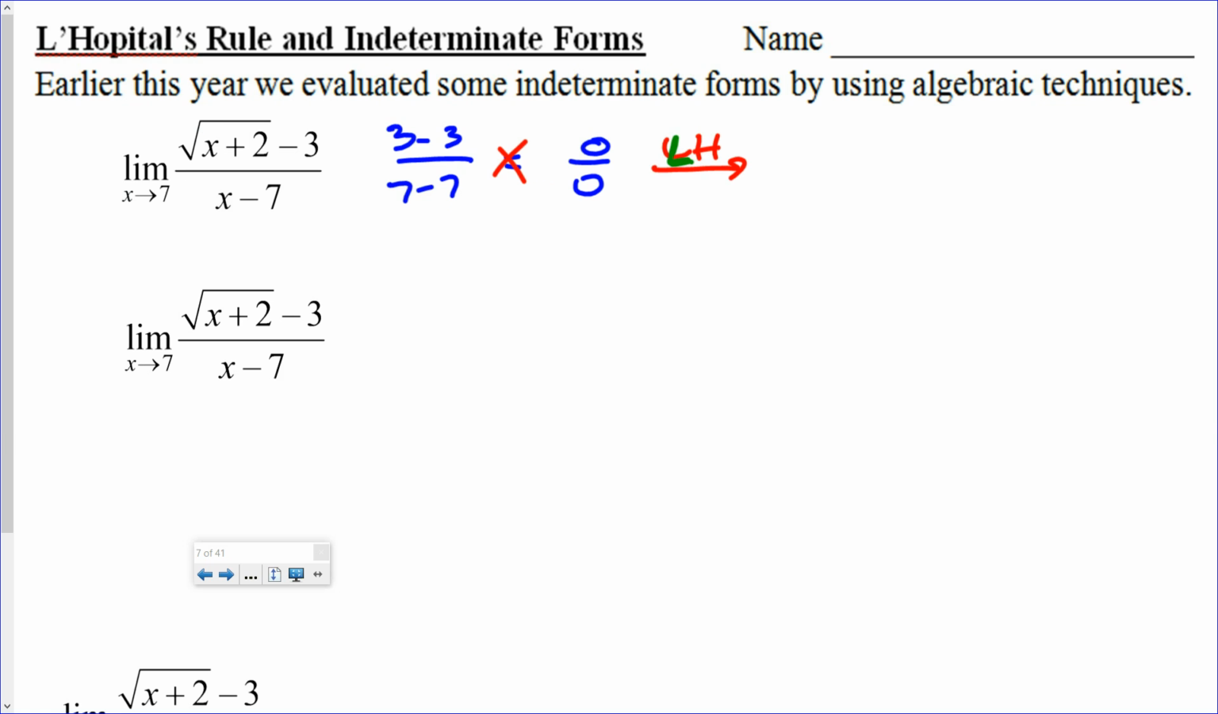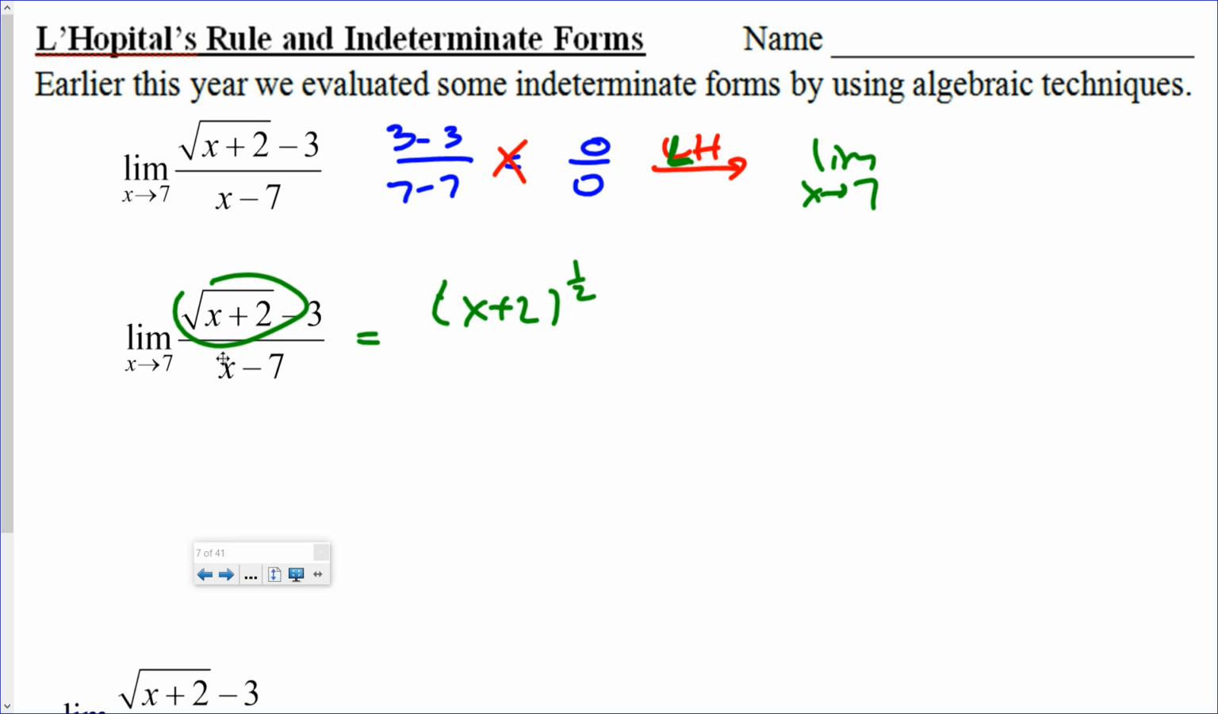What does this L stand for, guys? Limit. So I have the limit as x goes to 7. I'm going to create a new limit problem, and the answer to that new limit problem will be the answer to this old limit problem. You need to know that I can rewrite this part here as x plus 2 raised to the 1/2. You agree with that?